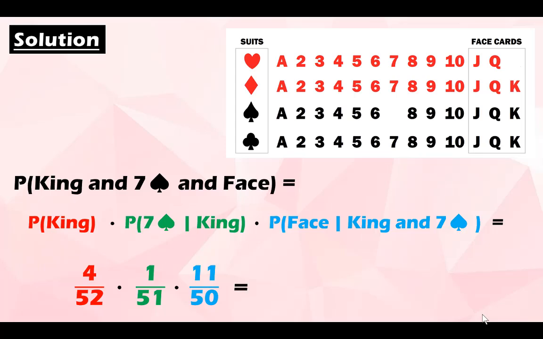So if we reduce the 4 out of 52 and then multiply, we end up with 11 over 33,150. And as a decimal, it's pretty small. It's 0.00033. And that would be your answer.